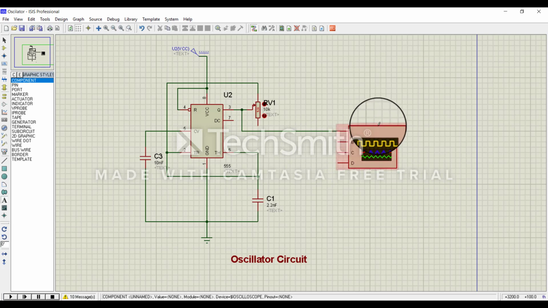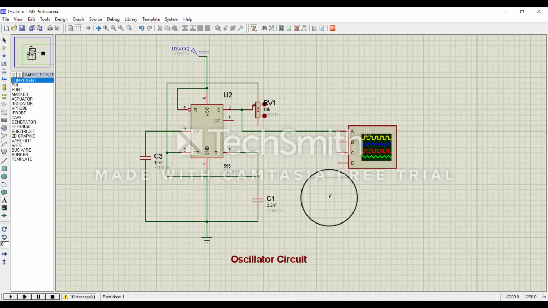The output of this oscillator is given in both normal as well as inverted form to the inputs of the MOSFET driver. For inverting purpose, we can use an inverter IC like 74HC4049, etc. Also, the alternative can be the use of a transistor-based inverter circuit. So let's see what happens when we run the simulation.